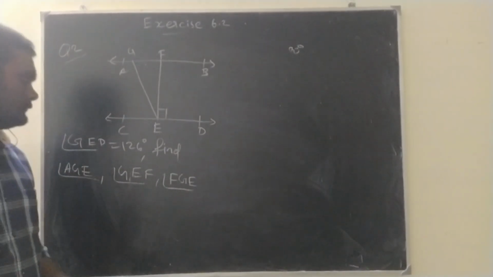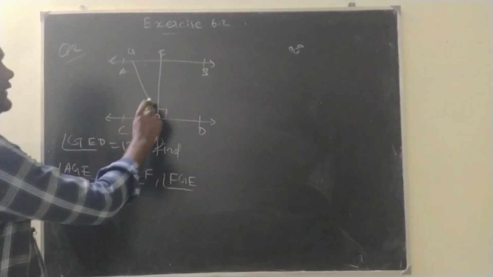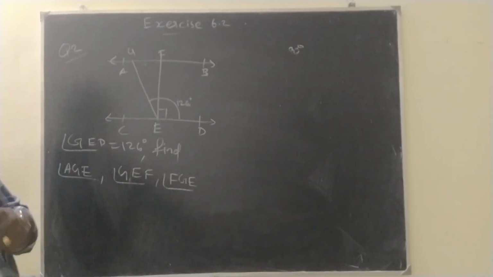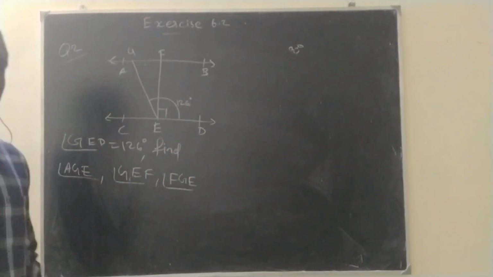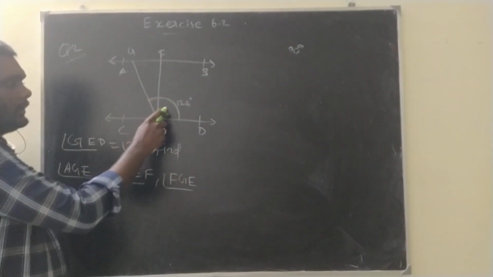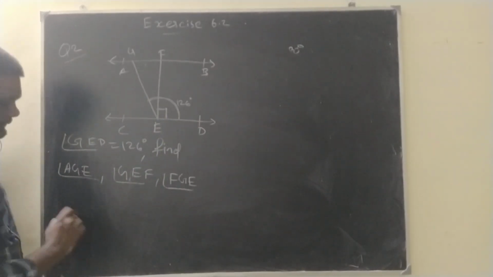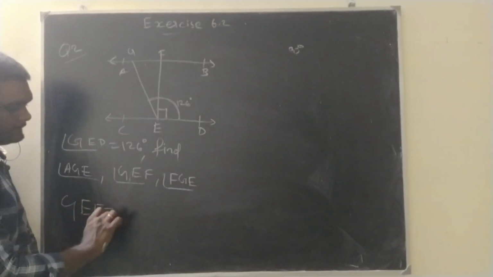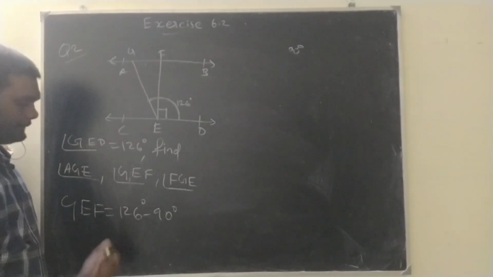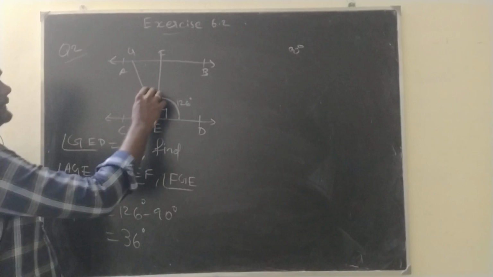See, GED is given. GED means this fully 126 degree. Then is it possible to find GEF from that? Fully 126. Here alone it is 90. Then our angle GEF is 126 minus 90, which is 36 degree. That is it.